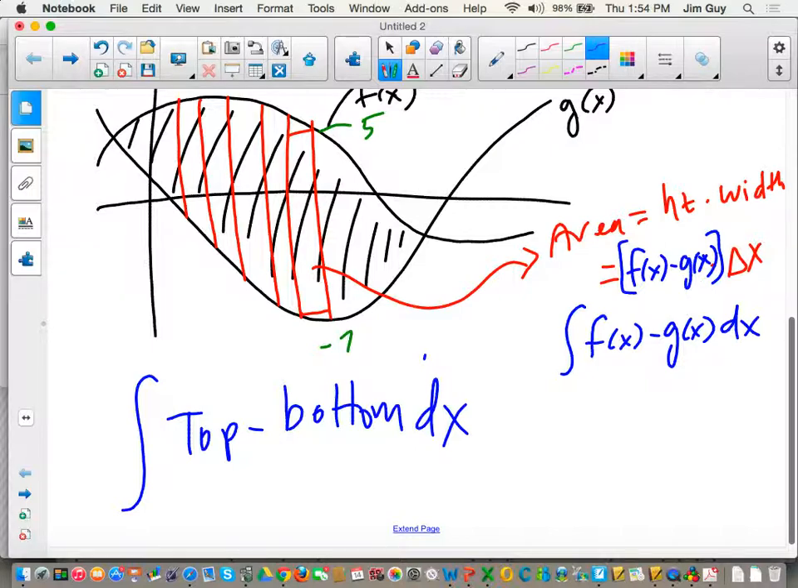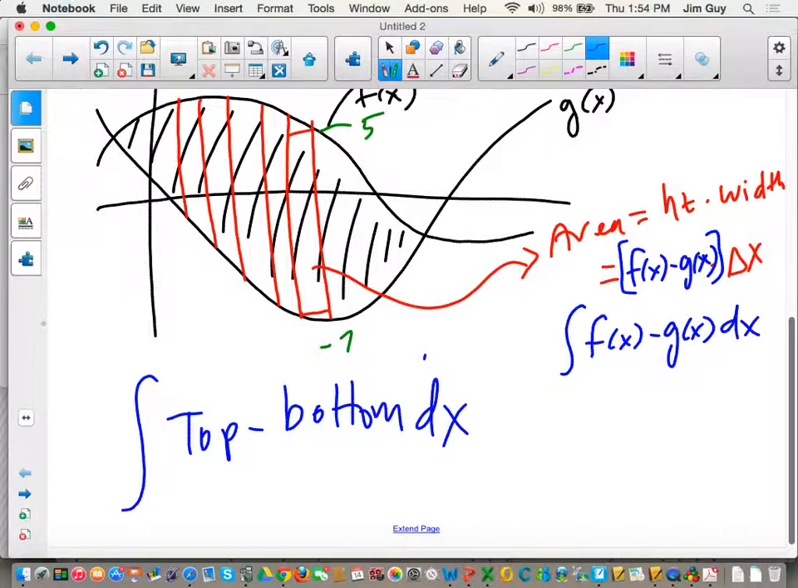Could you just avoid it by doing absolute value of top minus bottom, or would that not work at all? I would not avoid it. I would know which one's top and which one's the bottom, because as you're going to see in a moment, they could cross over. And if you didn't actually look at the graph, then you're going to be really in trouble. Okay? So, top minus bottom.